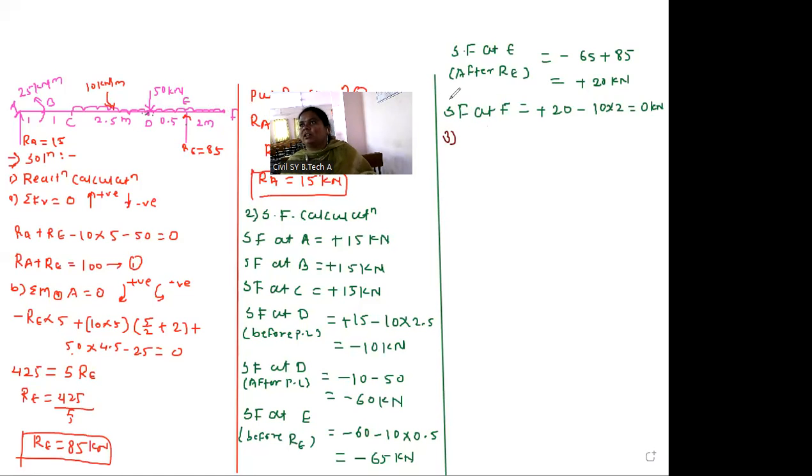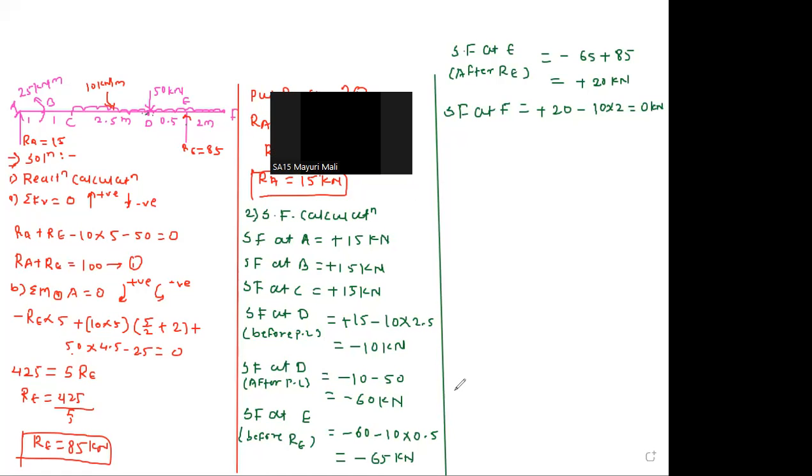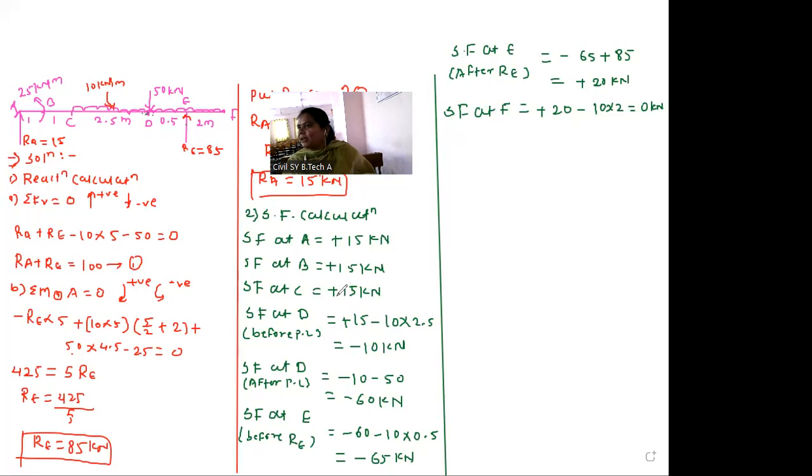Okay, before that, you observe here one point is there. At this point, shear force changes sign. Which point is there? Point E or D? You see now at C point plus 15 kilonewton and at D minus 10 kilonewton. That means sign is changed in between C to D.